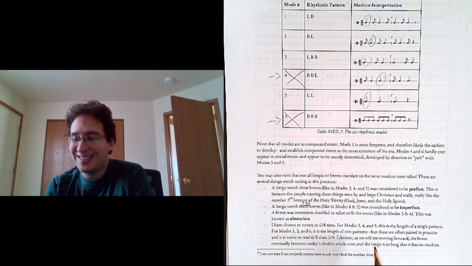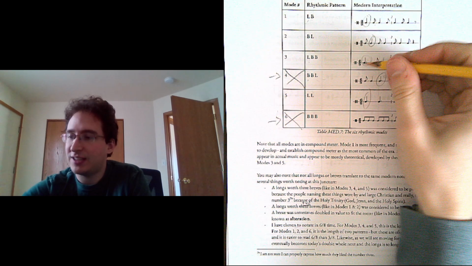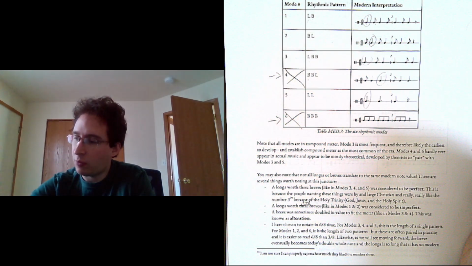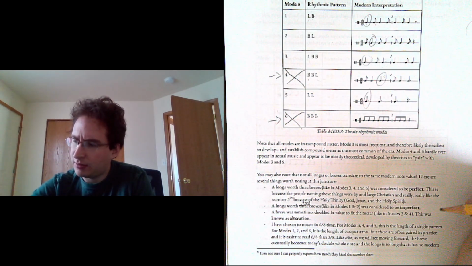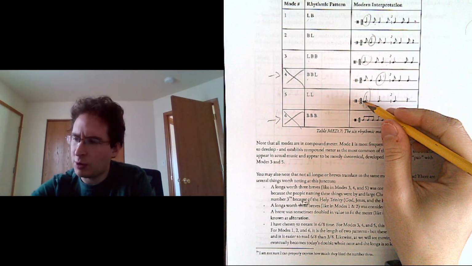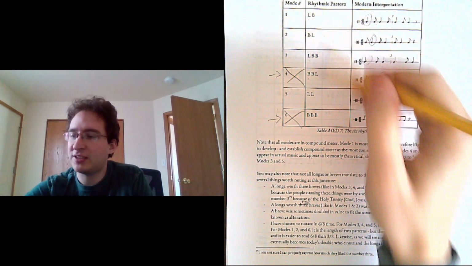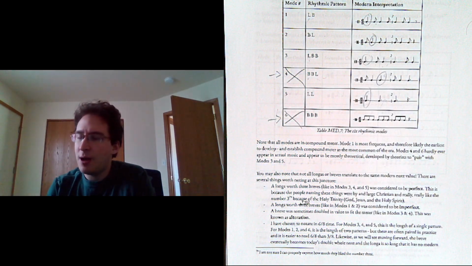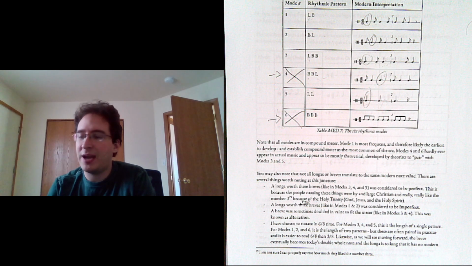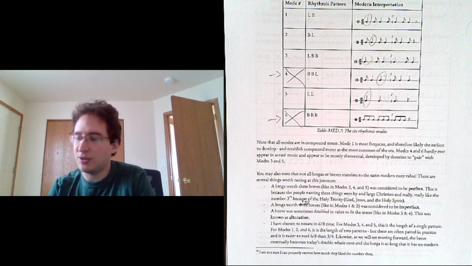I've chosen to notate in 6/8. This is the length of a single pattern in modes 3, 4, and, well, I guess, 5, because 2 longs. For modes 1, 2, and 6, 2 patterns fit in a bar, but in practice, the measures are often paired anyway, and it's easier to read 6/8 than 3/8.